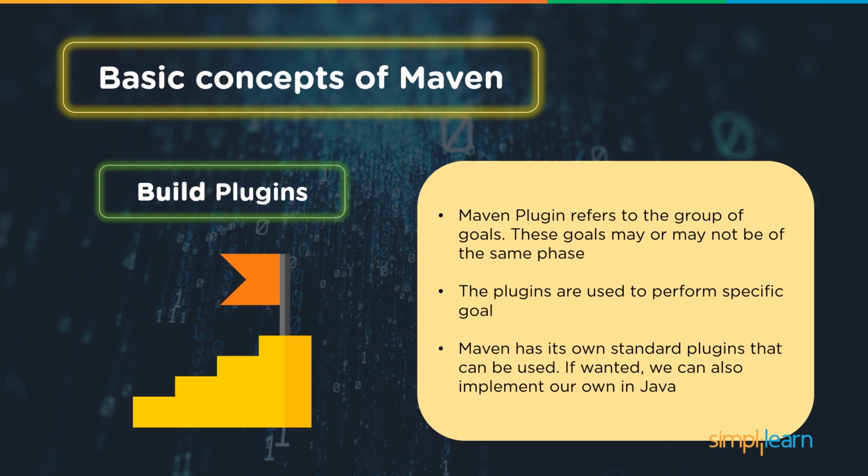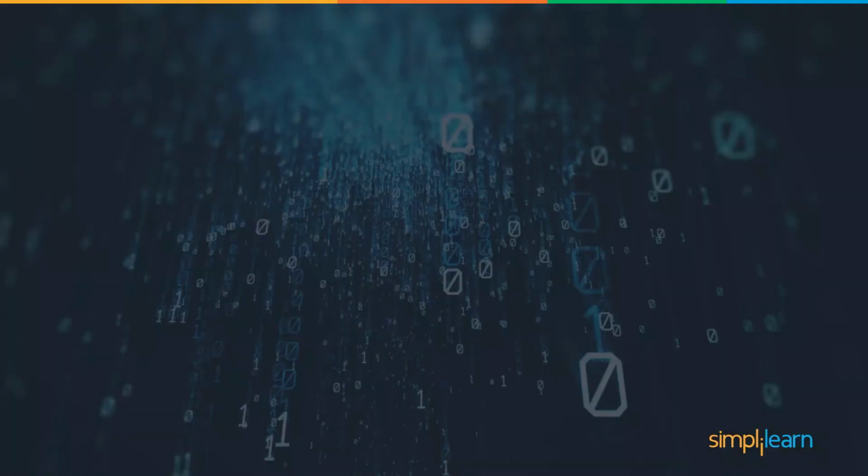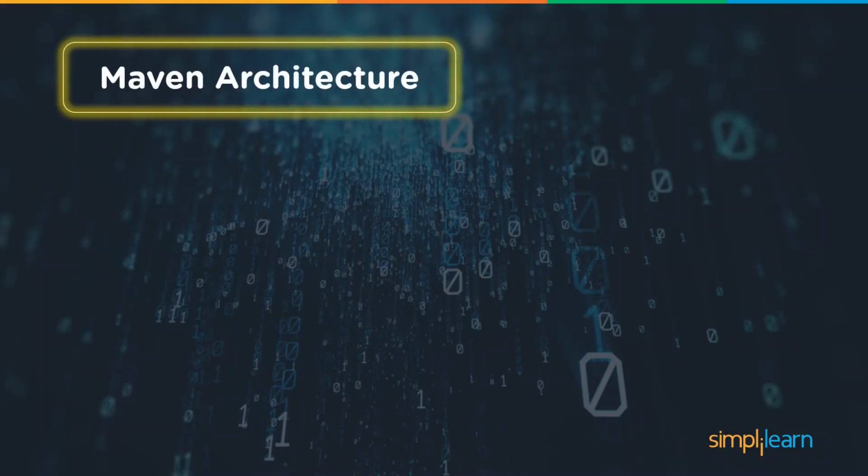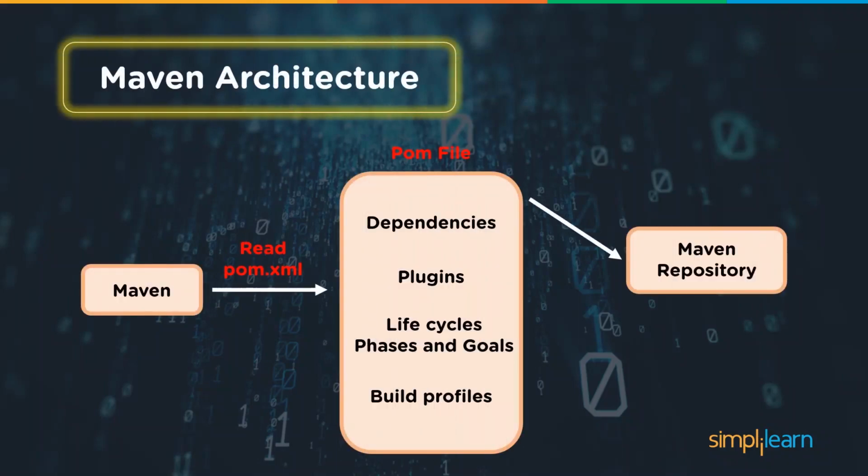So if you want to go for a custom one, you can do that, but pretty much you can go for the default one, and you can have some specific goals executed with the help of these build plugins. Now, next thing is the Maven architecture. So in Maven, let's talk about the basic architecture of Maven here. So the Maven executable, when it's deployed, usually reads the pom.xml file, which is the build script here.